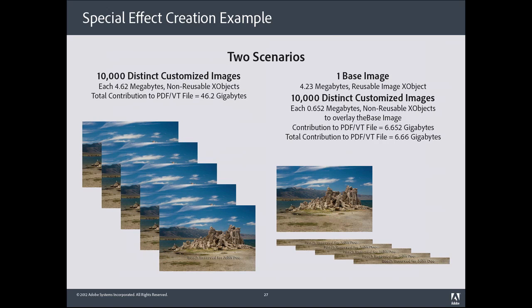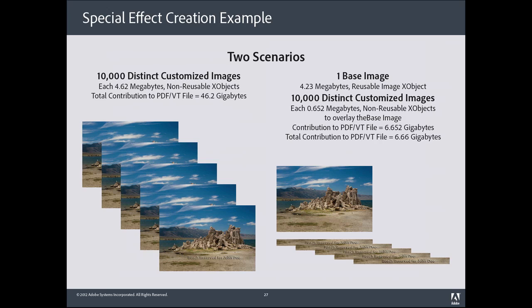I can handle this two different ways. I can have 10,000 distinct customized images, assuming I have 10,000 records in this job I'm printing. Each is 4.62 megabytes, they're each non-reusable because they're all different, they're customized, and that comes out to 46.2 gigabytes. Nothing can go in there as a reusable XObject. They might be coming out as image XObjects, but they'll never be reused.